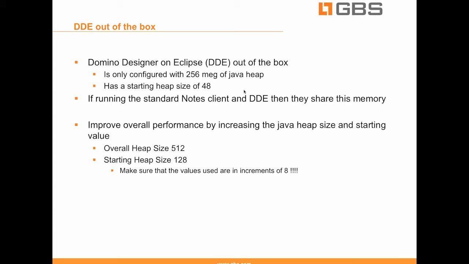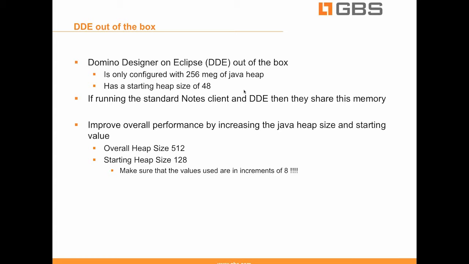Right out of the box, Domino Designer DDE runs on what we call a Java heap size, and the default heap size for that is 256 meg of RAM. On most of our systems today, most development systems, we've been in seminars where people have had as much as 16 gigs of RAM in their development box. On my current box, I've got 4 gig. A lot of people have 8.